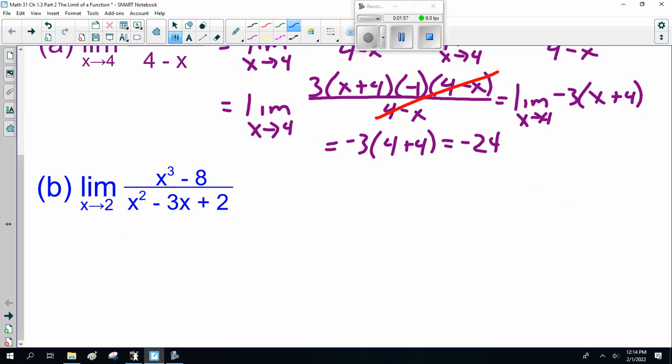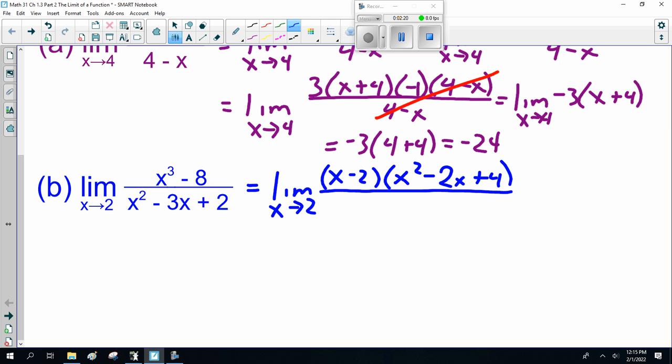Now, second one's a little sneakier. Limit of x goes to 2. And notice the top is a cube. Subtract cubes. So what do we do? It becomes x minus 2 times x squared plus 2x plus 4. No, sorry, plus. Same, different plus. Never mind. Now, you don't believe me?